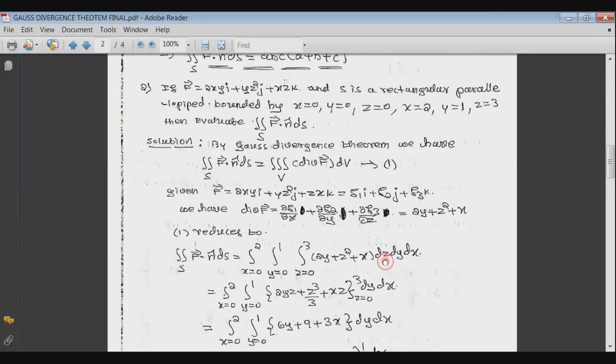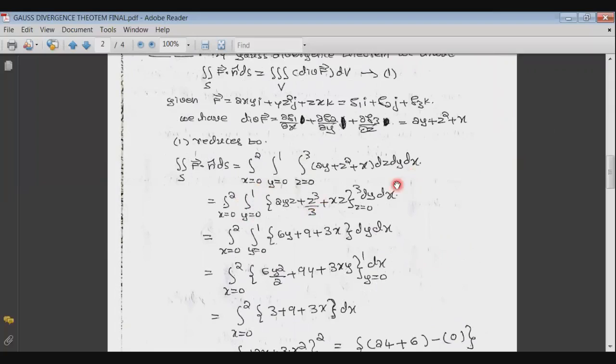We can take first z, then y, then x. Now z varies from 0 to 3. That's why I have written z varies from 0 to 3. Then y varies from 0 to 1, that's why I have written, and x varies from 0 to 2.